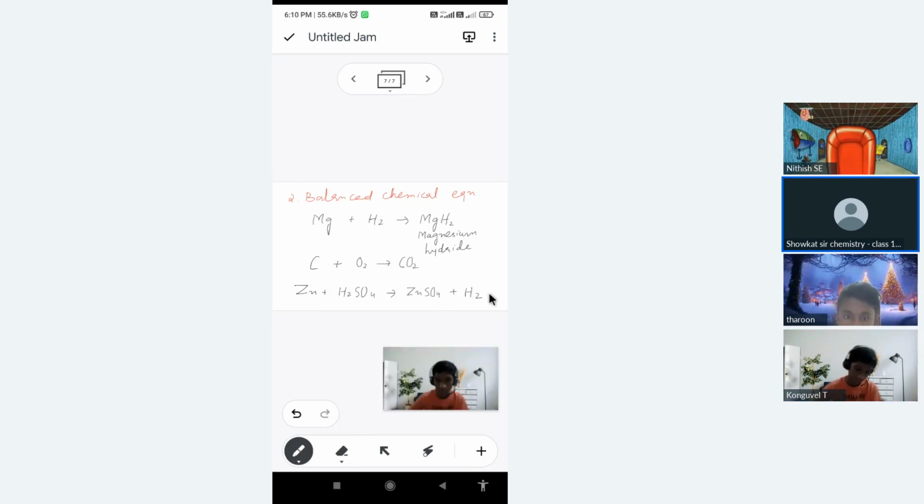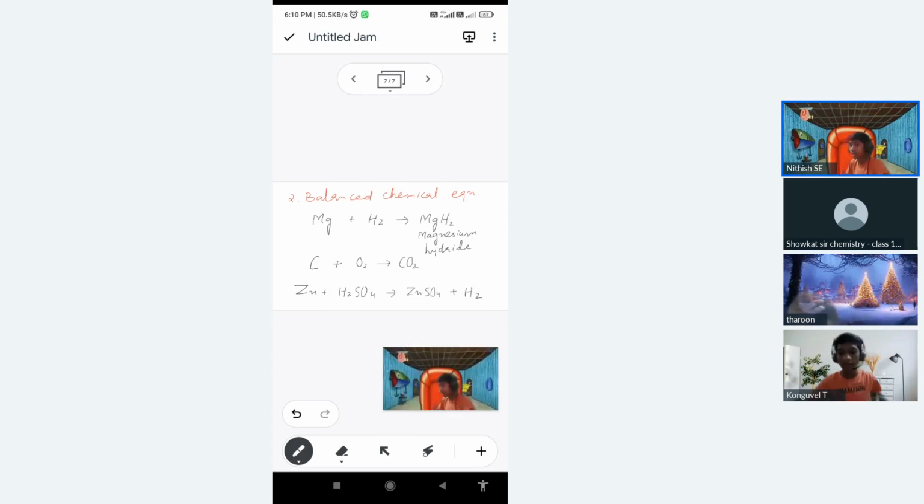Exactly. Now there is a very important question for you. Whenever we have a balanced equation, we have to do nothing with it. But if we have an unbalanced chemical equation, then we have to balance it. So can you tell me why we balance chemical equations?